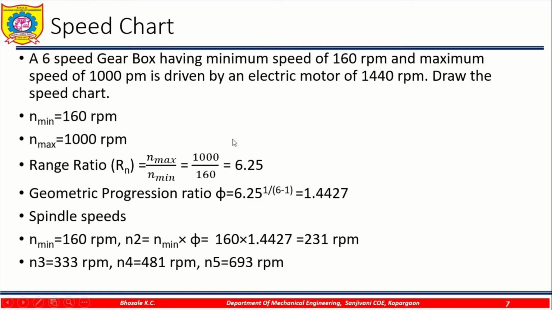So we have taken this problem. A speed gearbox having minimum speed of 160 rpm and maximum speed of 1000 rpm is driven by an electric motor of 1440 rpm. Draw the speed chart. Here minimum speed is 160 rpm, maximum speed is 1000 rpm. So we'll find out the range ratio. It is coming as 6.25. The geometric progression ratio, phi to the power 5, is equal to 6.25, so phi is 1.44. So the remaining spindle speeds are 231, 333, 481, and 693, and the last one is 1000.